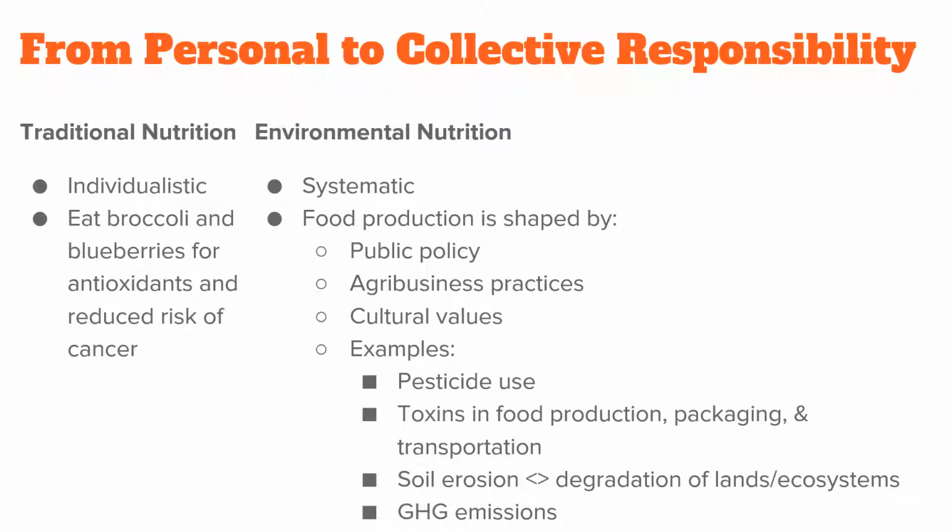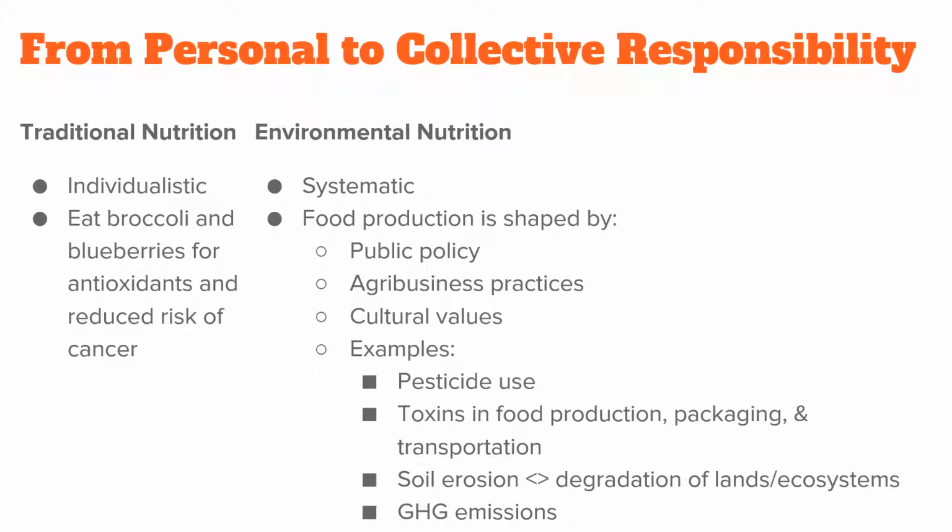So again, traditional nutrition, very individualistic, would be focusing on, okay, I'm going to eat broccoli and blueberries because they're rich in antioxidants and I'm going to have a reduced risk of cancer. But in the environmental nutrition approach, we'd look at that whole system. How is the broccoli grown? How are the blueberries grown? How are the farm workers who grew those? How are the people involved in harvest, production, processing, packaging, transportation? How are they? How is the ecosystem in which all this is happening?